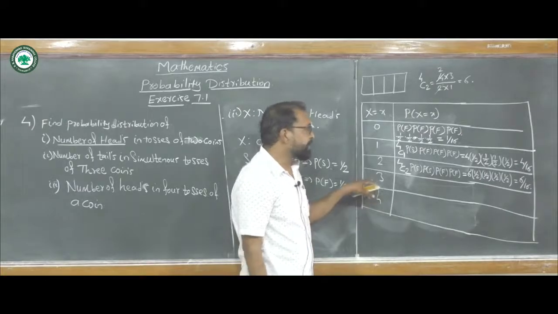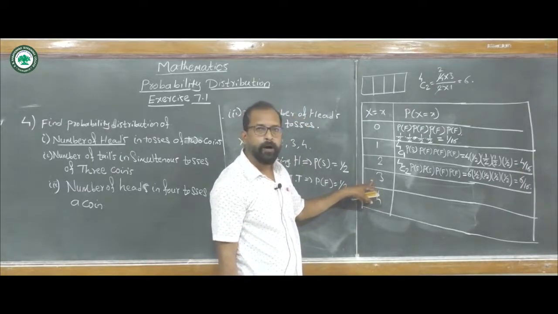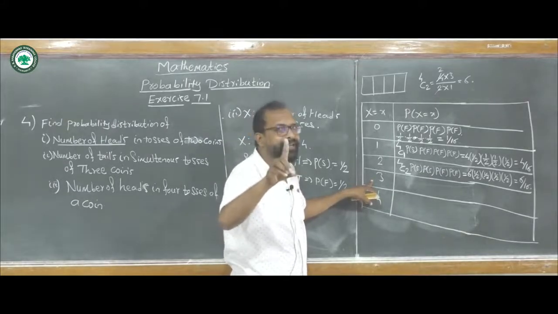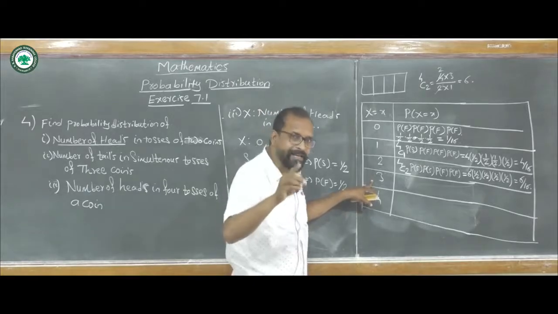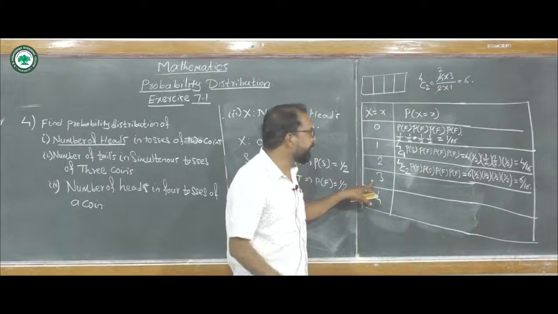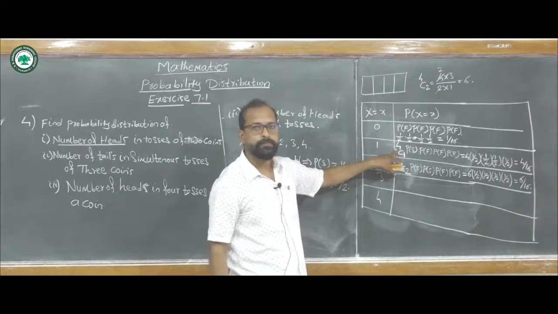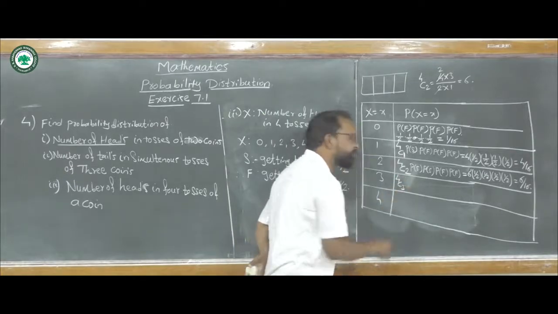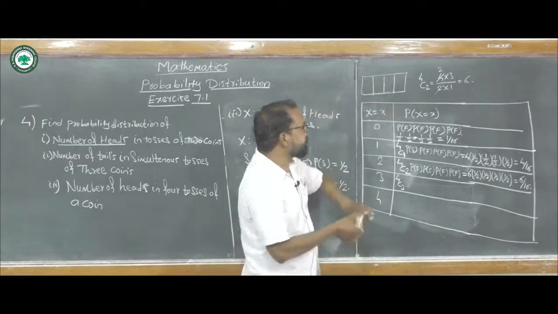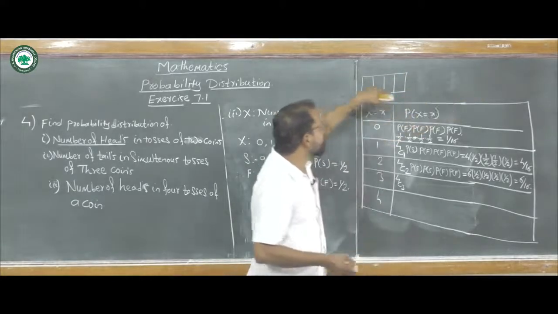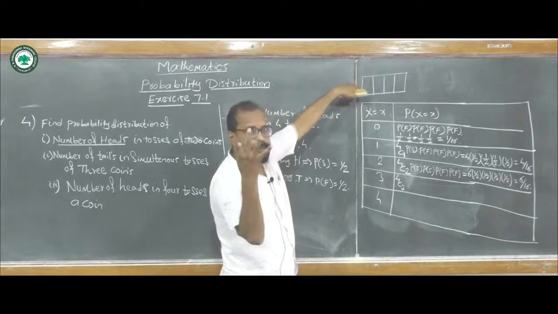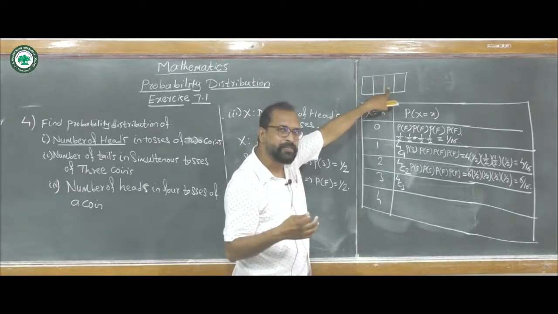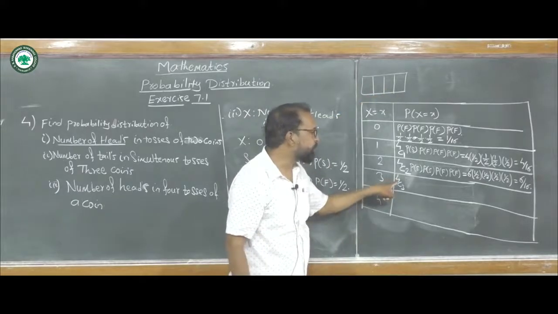Now next, getting 3 heads. Getting 3 heads is equivalent to getting 1 tail. So this case repeats. Or in another way, we can write it as 4C3, because in 4 places, in 4 alternatives, we have to arrange 3 heads. We have to place 3 heads at 4 places, and by using combination, this can be written as 4C3.